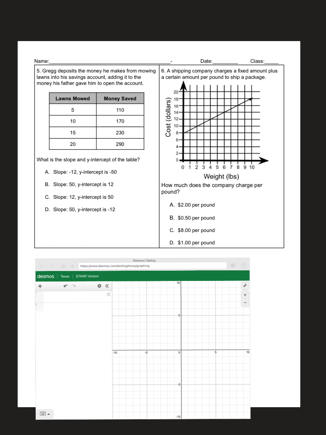Our goal for this video is to quickly review slope and y-intercept and how to calculate it from tables like this and graphs like this using Desmos.